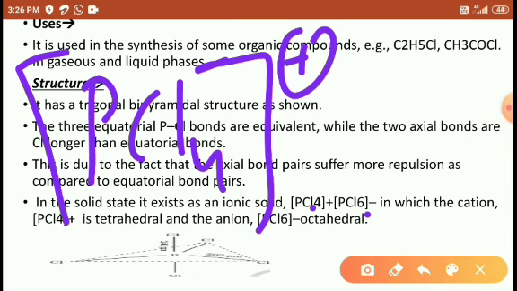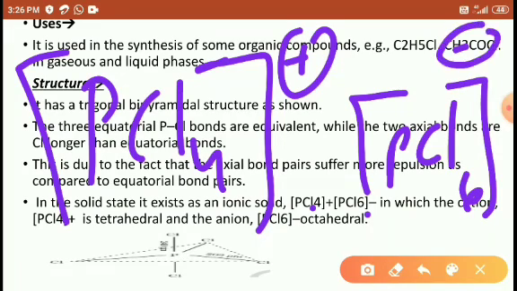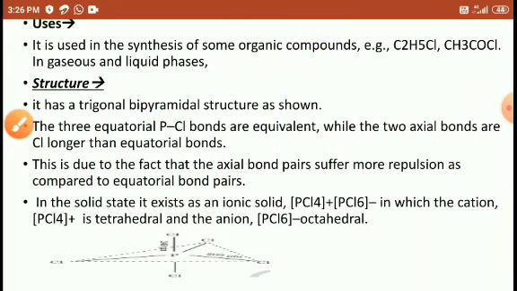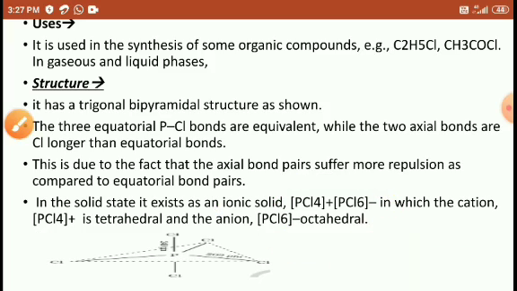And the ionic solid, PCl4+ PCl6-, phosphorus tetrachloride cation and phosphorus hexachloride anion, both show attraction, with an ionic bond present here. The cation PCl4+ is tetrahedral and the anion PCl6- is octahedral.